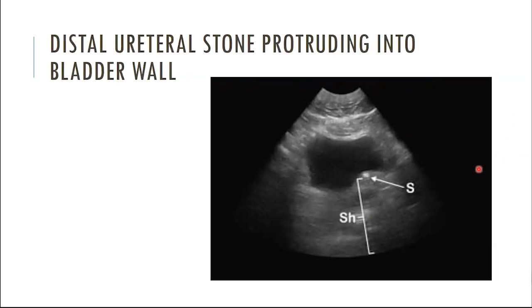So you don't tend to see it, but it can happen. This is a stone that is blocking in the distal ureter, and it's actually protruding into the bladder wall. So it's gotten stuck right at that junction between the ureter and the bladder, and it's pushing in. You could certainly see this if they had an AKI, if they were having hematuria, and you're going to need urology to be intervening there.